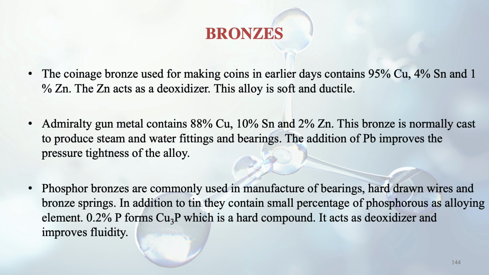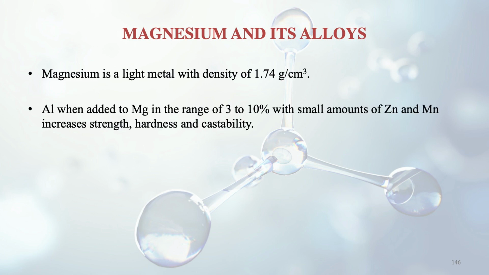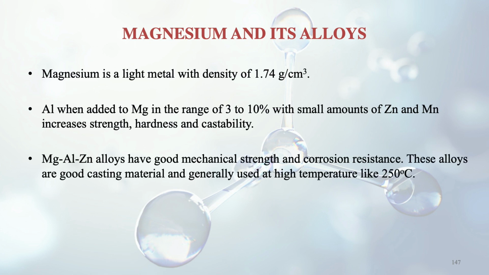to improve fluidity. After discussing bronze, we now see the magnesium and its alloys. So magnesium is a light metal with density of 1.74 gram per centimeter cube, and when aluminium is added to magnesium in the range of 3 to 10% with small amounts of zinc and manganese, then it increases the strength, hardness and castability. Then the composition of magnesium, aluminium and zinc alloys, they have good mechanical strength and corrosion resistance. So these alloys are good casting material and generally used at high temperature like 250 degrees centigrade.